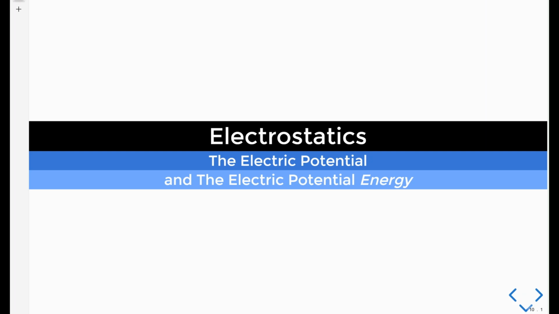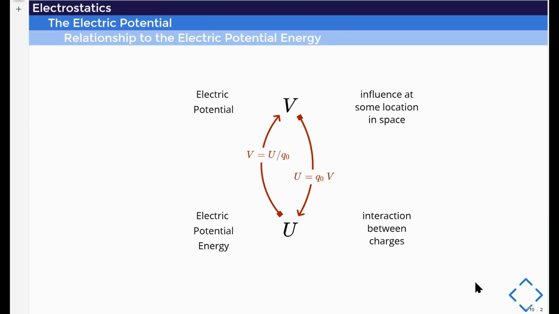In this video, I want to quickly introduce the relationship between the electric potential and the electric potential energy. If you remember in the map of things, these are these two things. The electric potential is V, that's the thing we were just talking about. And then the electric potential energy, which is similar to all kinds of potential energies that you've studied before, is about the interaction between charges.